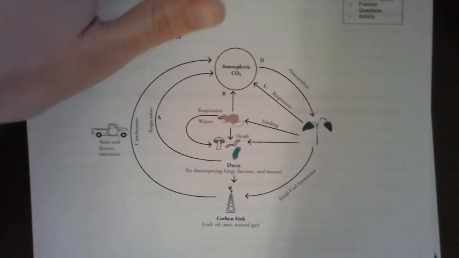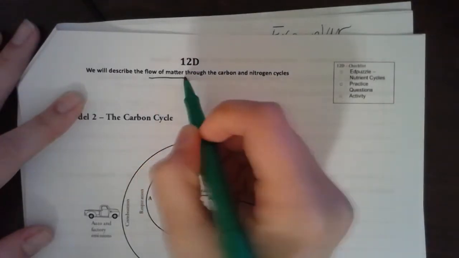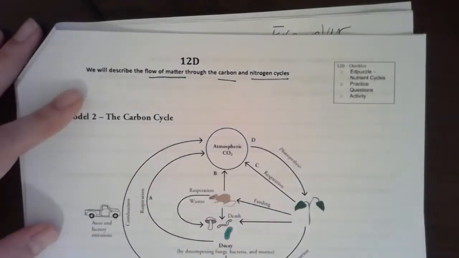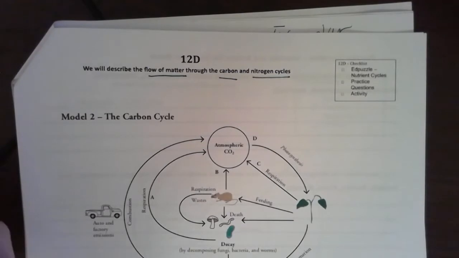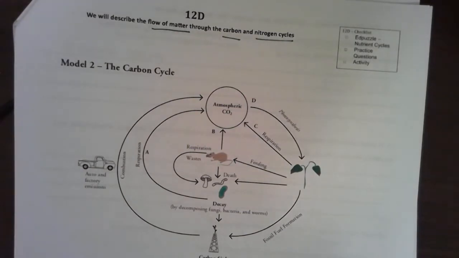Well, hello. In this video, we are going to be describing the flow of matter through the carbon and nitrogen cycles. So basically, how do things get cycled through? The first thing we're going to be looking at is the carbon cycle. You need carbon in yourself actually to be considered living.